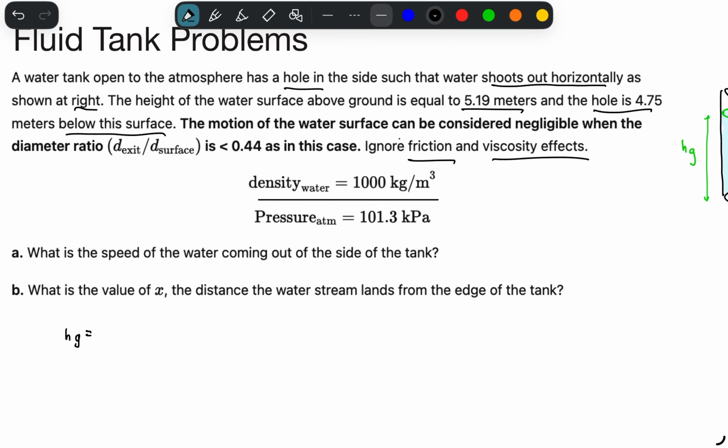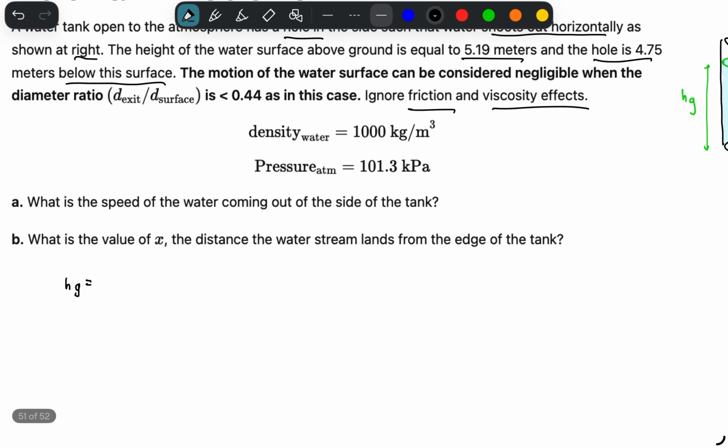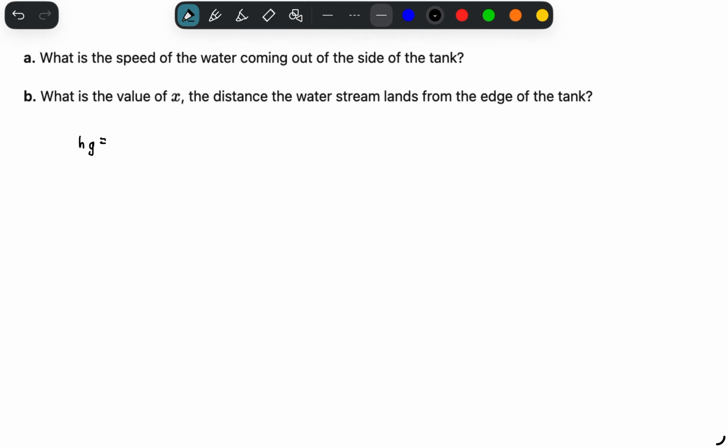surface. The motion of the water surface can be considered negligible when the diameter ratio d exit over d surface is less than 0.44, as in this case. Ignore the friction and the viscosity effects. We're asked, what is the speed of the water coming out the side of the tank? First, let's write down what we have.